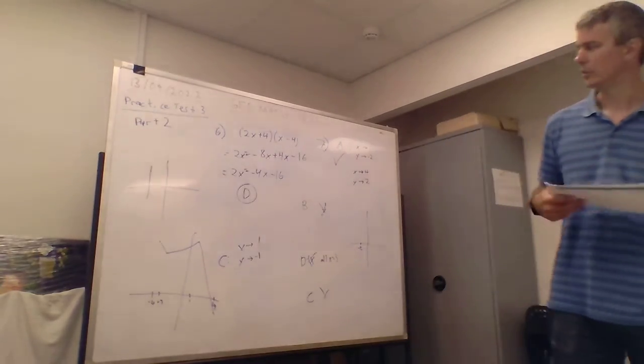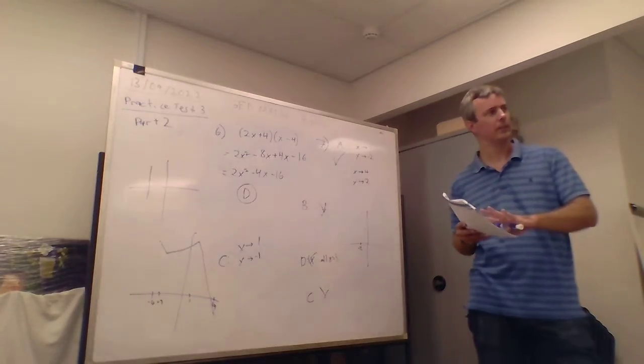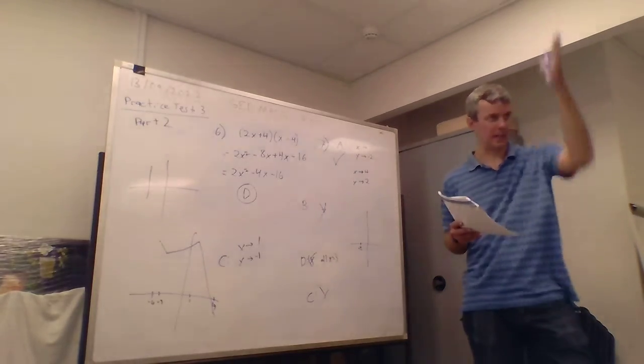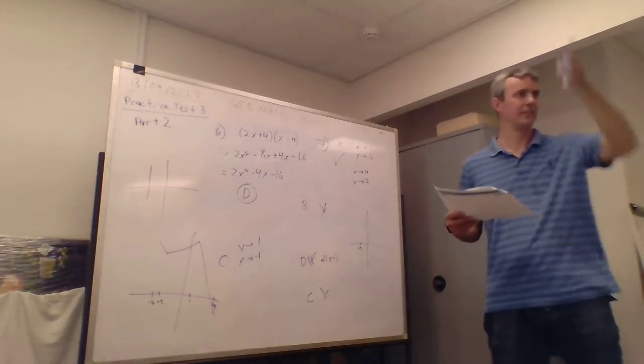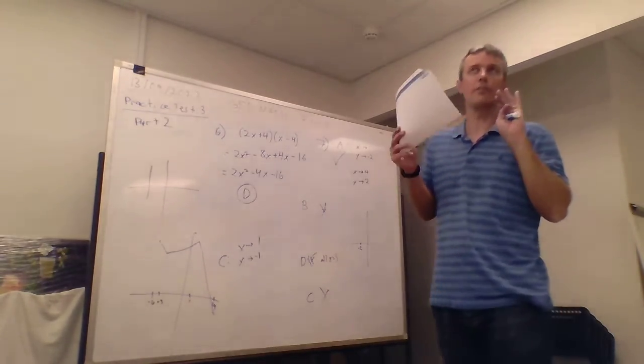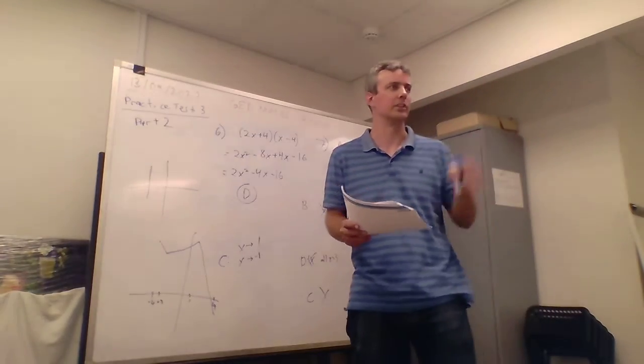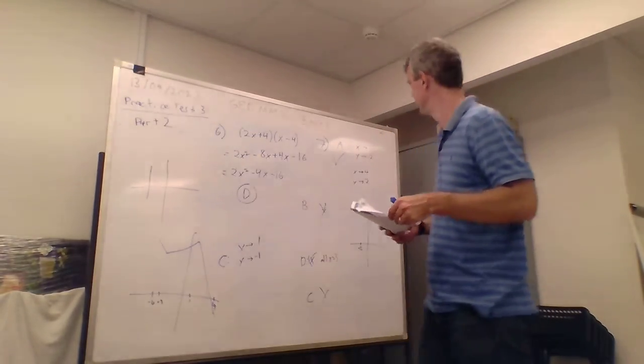Do you guys understand what's happening here? You can't have a straight up and down line. Straight up, only like this. You can have horizontal, but you can't have vertical. So it's not a function, it's undefined as a function if it has straight up and down.